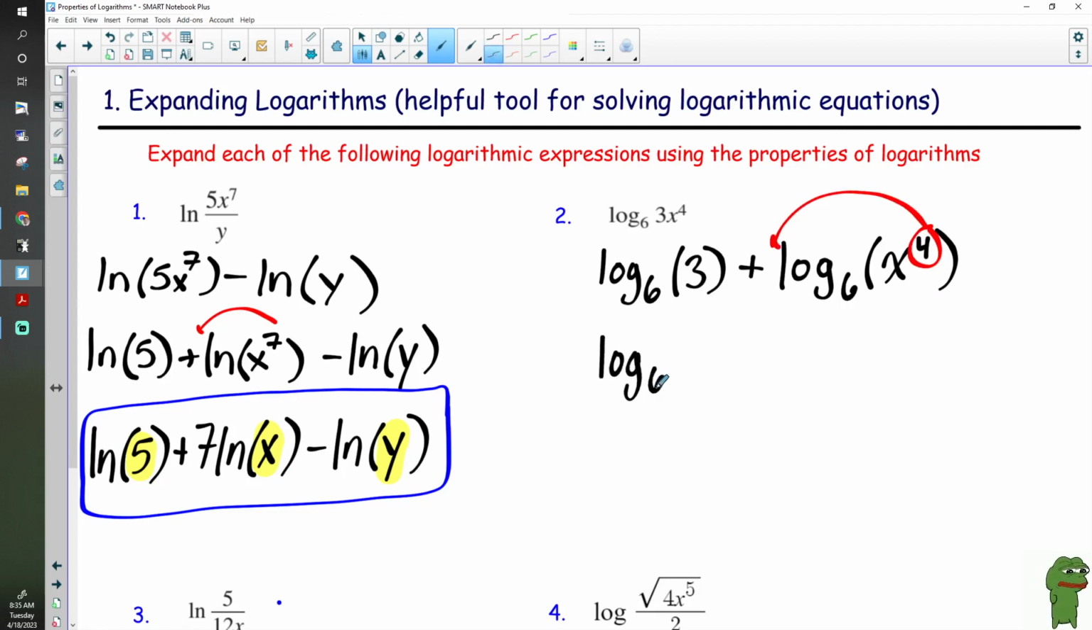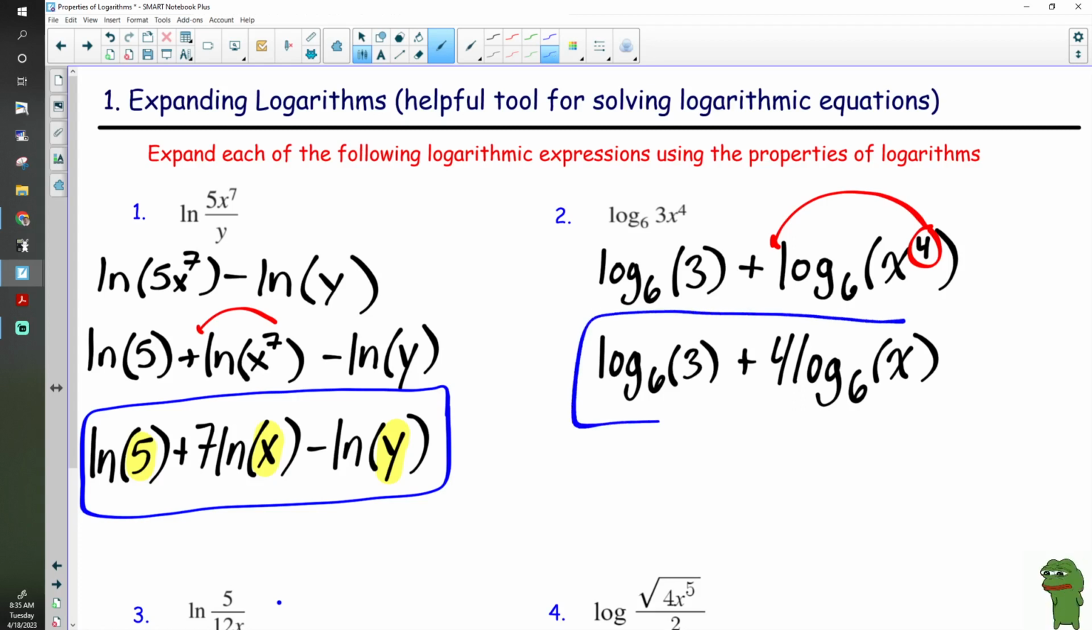Log base 6 of 3 plus 4 log base 6 of x. If you look, how many things are inside the logs? There's 2 altogether, but there's only 1 thing in each, which means we are fully expanded. We are done.